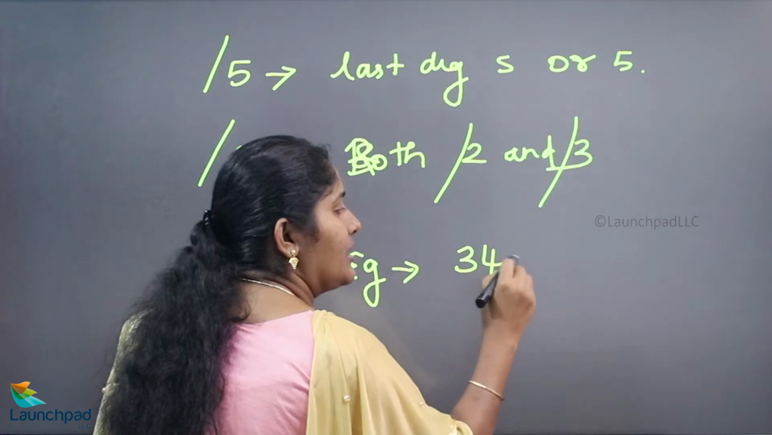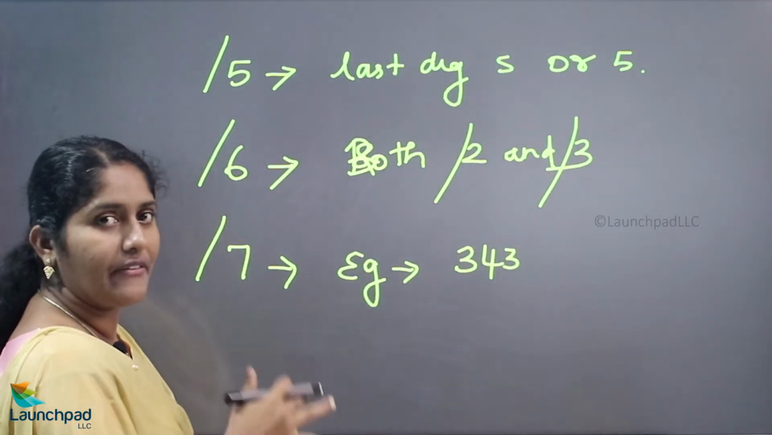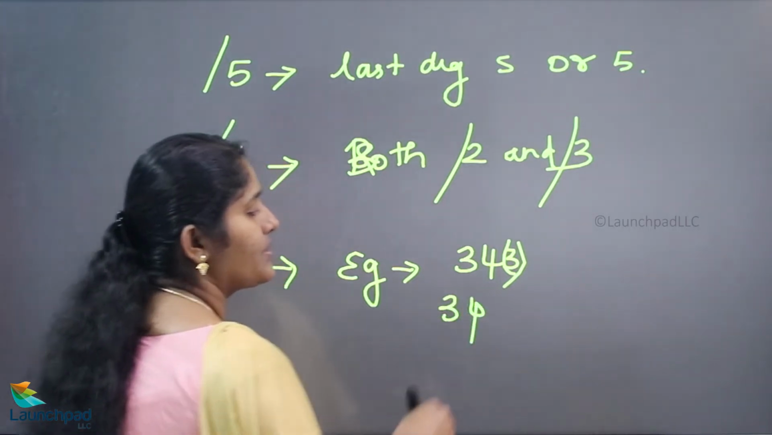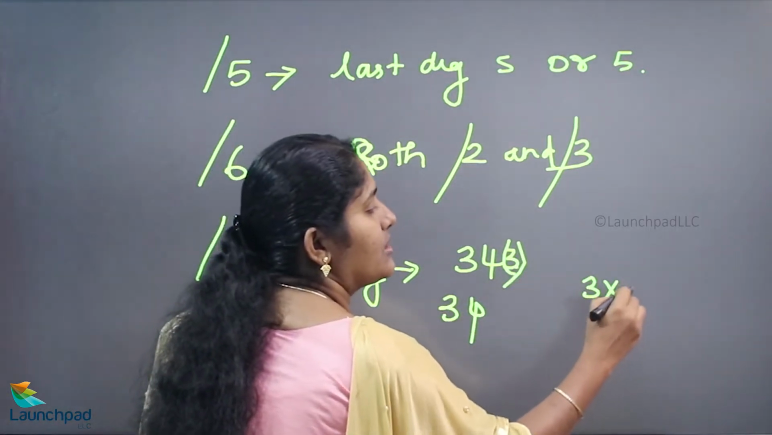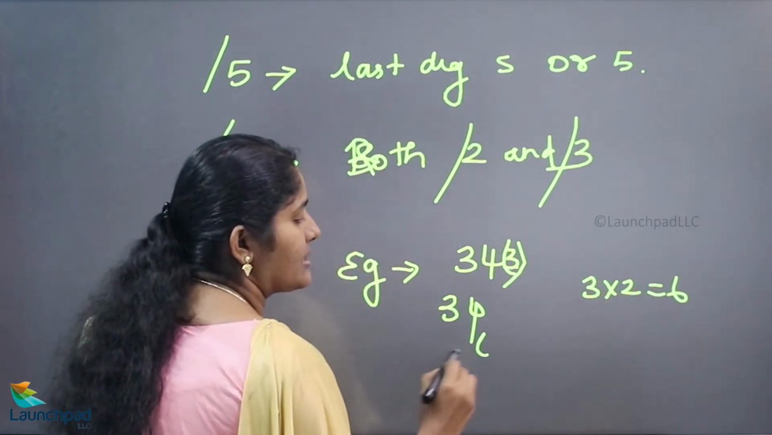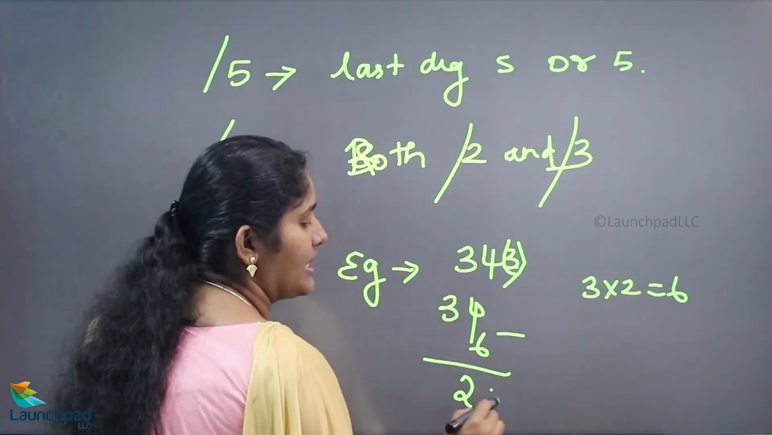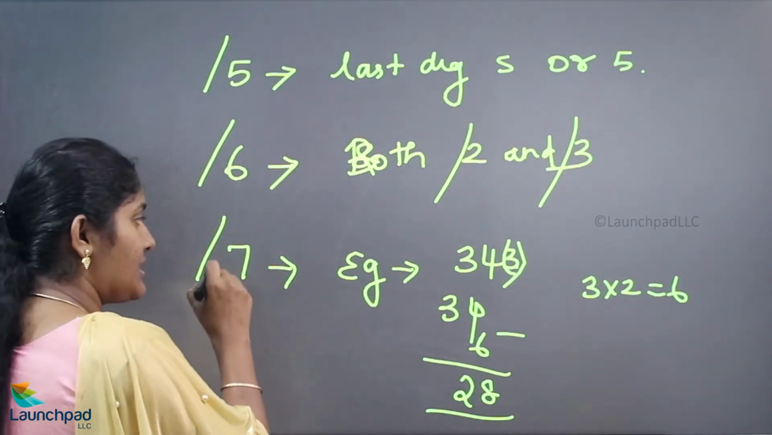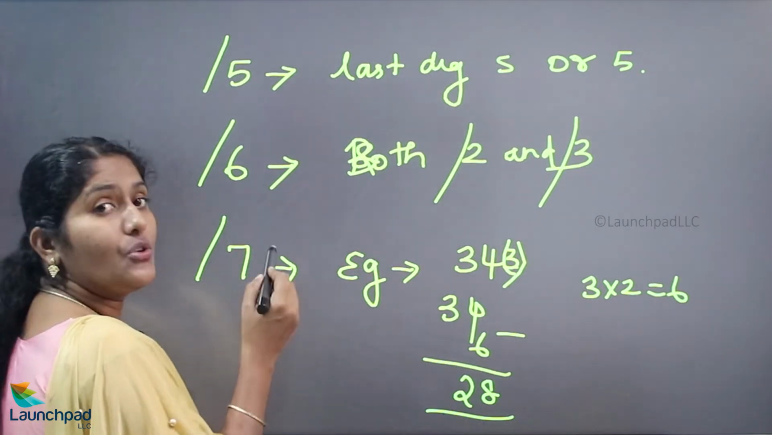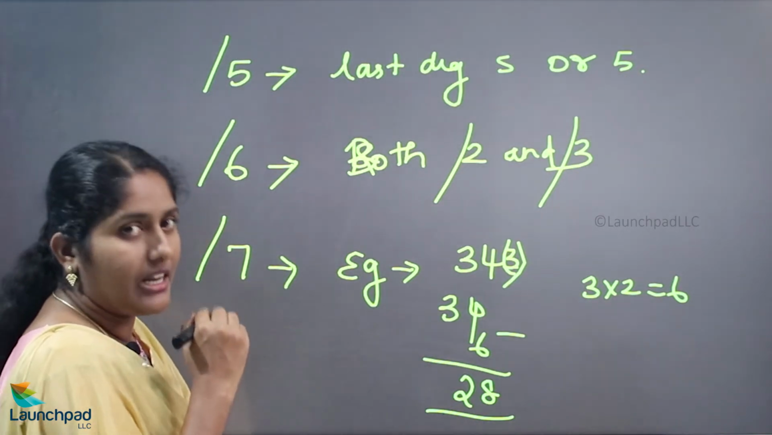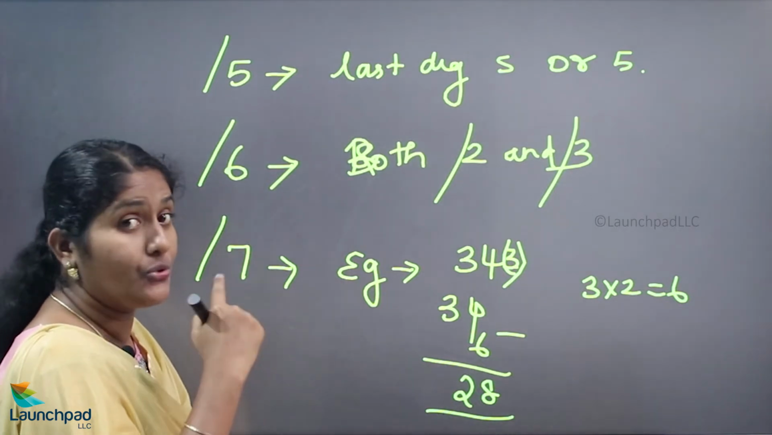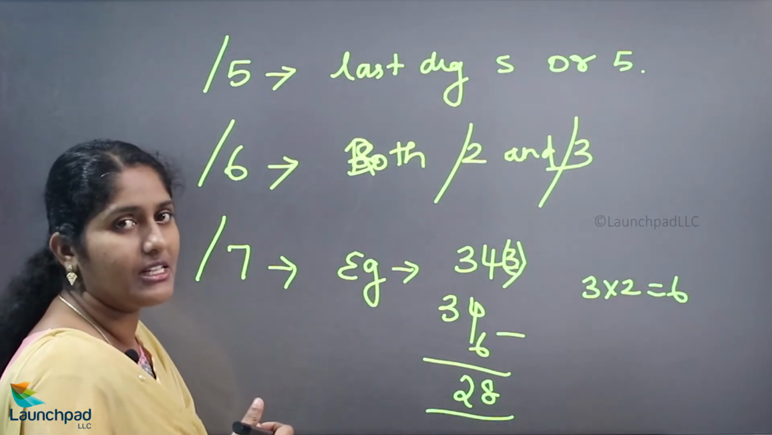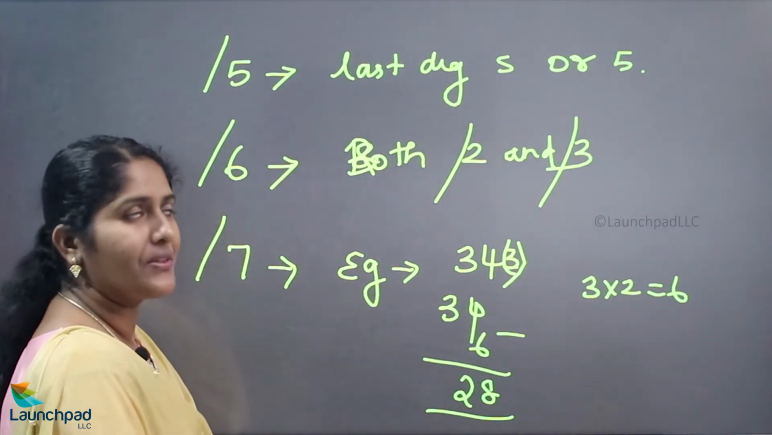And the divisibility rule of 7, for example 3, 4, 3. To check whether this number is divisible by 7, take down your last unit digit value, and the remaining part is 34. Now 3 twos are 6. 34 minus 6 is 28. Hence 28 is divisible by 7. So the divisibility rule for 7 is: take your last digit, multiply it by 2, and subtract that value from the remaining part. The end result should be divisible by 7.